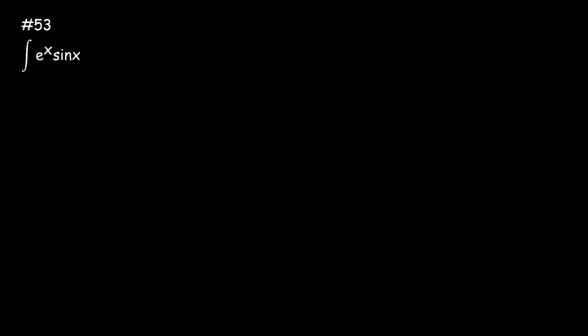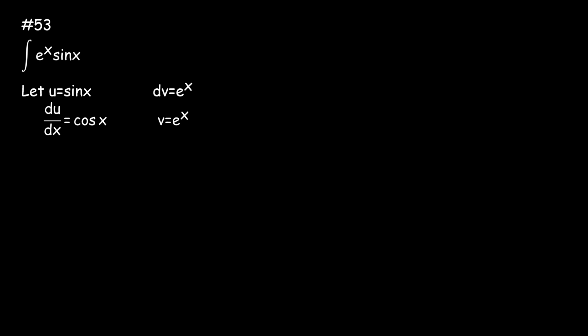So let's begin by taking u as sine x and dv as e to the power x. In this case, you can take either of them as u or dv because either of them are easy to integrate or even differentiate, right? So in that case, the derivative of u would be cos x, and the integral of v would just be e to the power x.